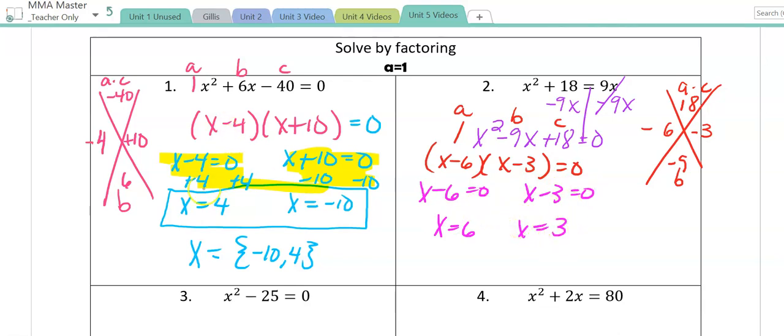So you don't have to show this middle step right here. You actually don't have to show this if you realize that you just need the opposite of what's in there to get a 0. Okay, and that was hideous.